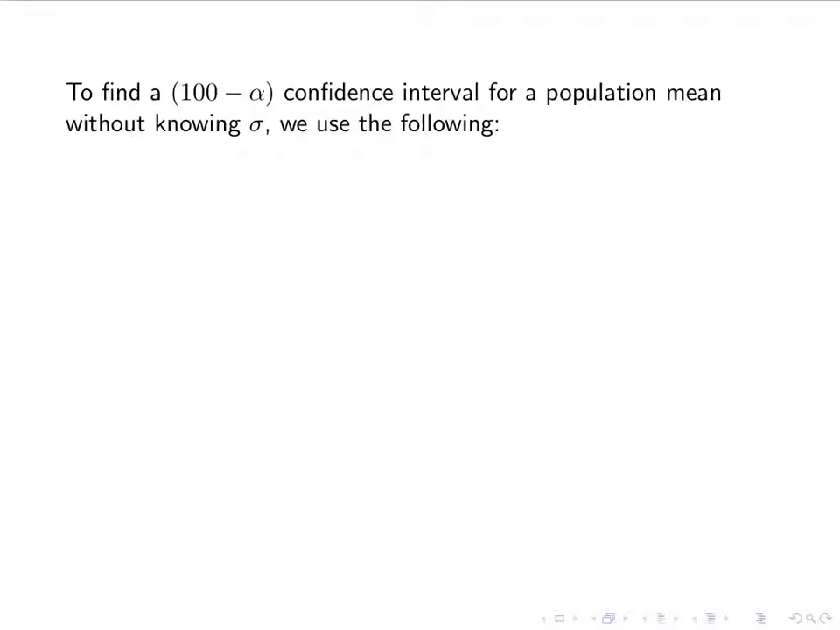So to find a 100 minus alpha percent confidence interval for a population mean without knowing sigma, we're going to use the following. It's going to be x bar plus or minus t sub alpha over 2 times s over the square root of n. So it's similar to the confidence interval if we know sigma, but instead of z sub alpha over 2, it's t sub alpha over 2, and s instead of sigma. So remember, s is the sample standard deviation, or the point estimate for sigma.